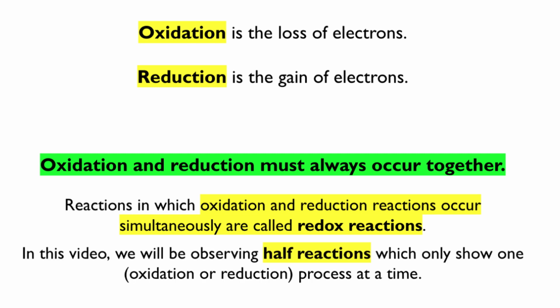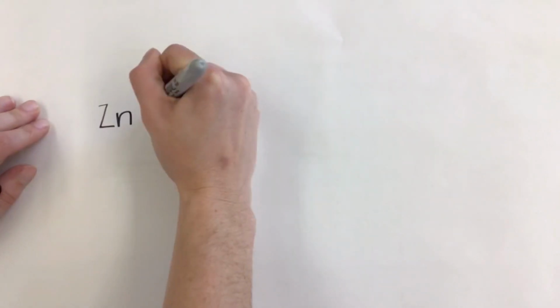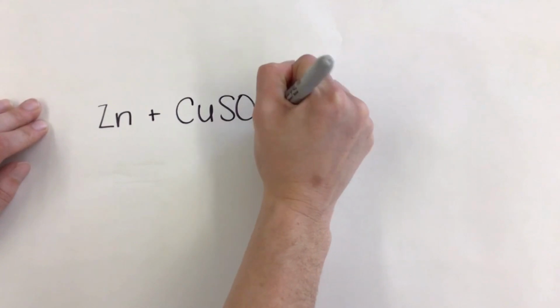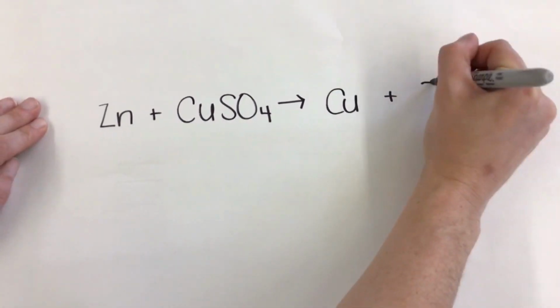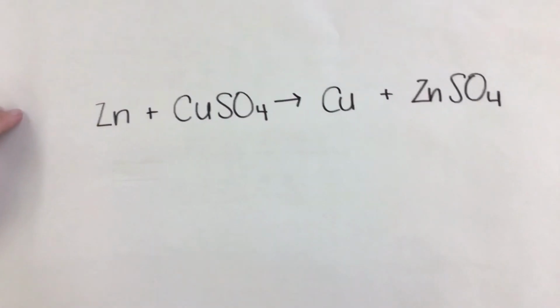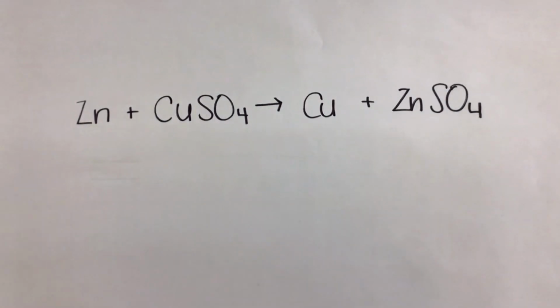We are going to be writing half reactions to try and parse out which part of the redox reaction is being oxidized and which part is being reduced. The abbreviation that chemists use a lot to remember this is OIL RIG. Oxidation is losing, reduction is gaining. To start, let's take zinc and react it with copper sulfate to form copper plus zinc sulfate in a single replacement reaction. Single replacement reactions are probably going to end up being redox reactions.